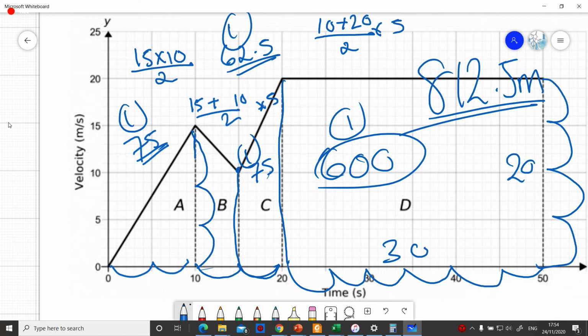Now, that's it basically. It's just understanding how to find the areas of trapeziums. Knowing the gradient means the acceleration. Knowing that the area under the graph is basically the distance or displacement, same word. And knowing that if we're going downhill, it's a negative acceleration. If the line is flat, there is no acceleration, it's zero. It's constantly traveling at a constant speed.